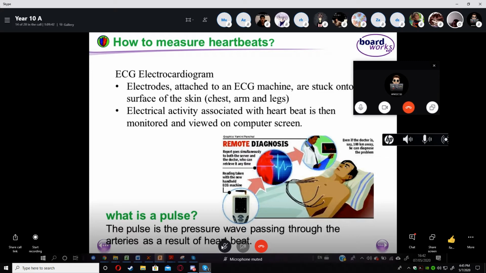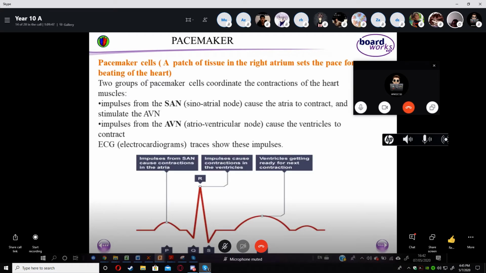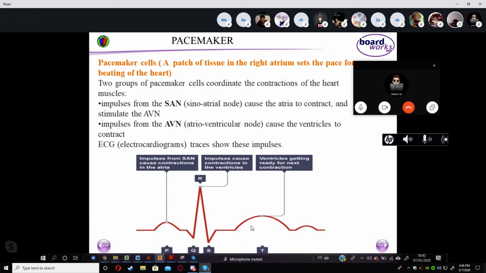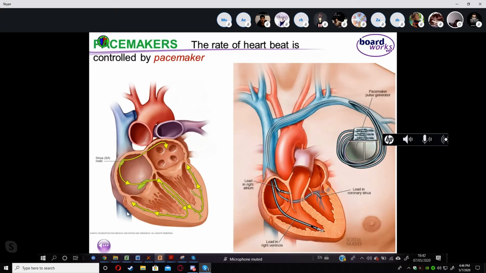Okay, so I'm going to the next little thing that I want to explain to you. There is a patch of tissue in the right atrium which sets the pace for the beating of the heart. That means this is the place where the signal comes from the brain for the heart to beat. What is this place called? The sinus node, or the pacemaker. So the rate of the heartbeat is controlled by this tissue called the pacemaker.